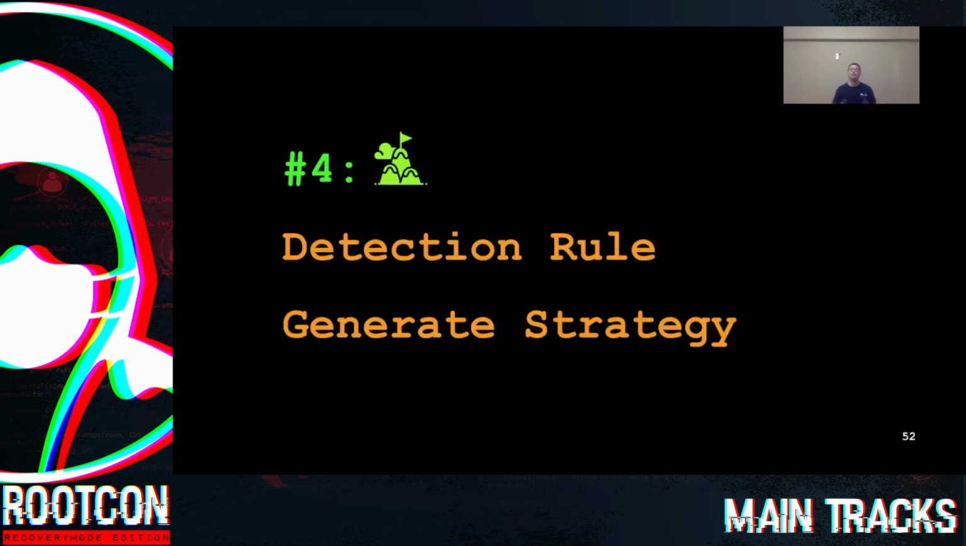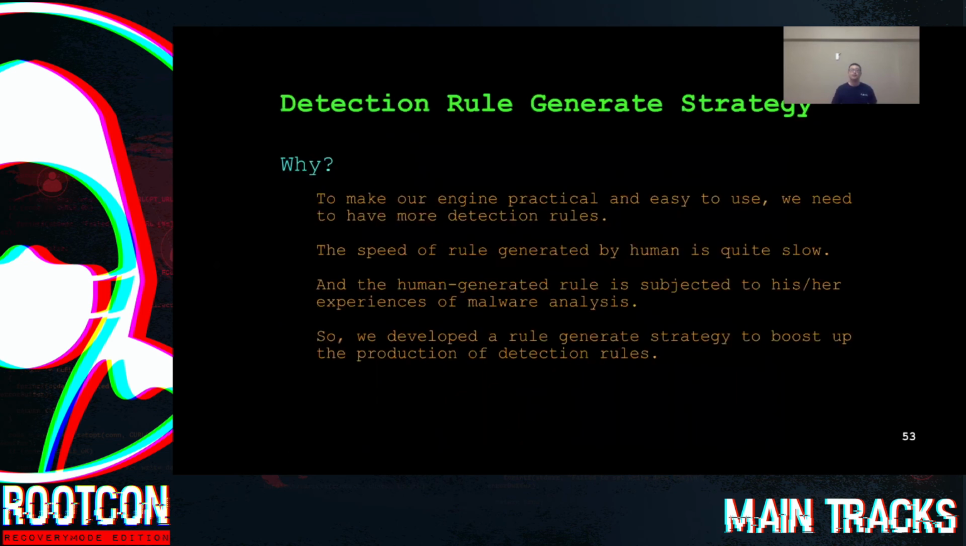Okay, so now I will introduce our detection rule generate strategy. So why do we need to develop the detection rules generate strategy? Because to make our engine practical and easy to use, we need to have more detection rules. However, the speed of rule generated by human is quite slow, and a human-generated rule is subjected to his or her experiences of malware analysis. So we developed a rule generate strategy to boost up the production of detection rules.